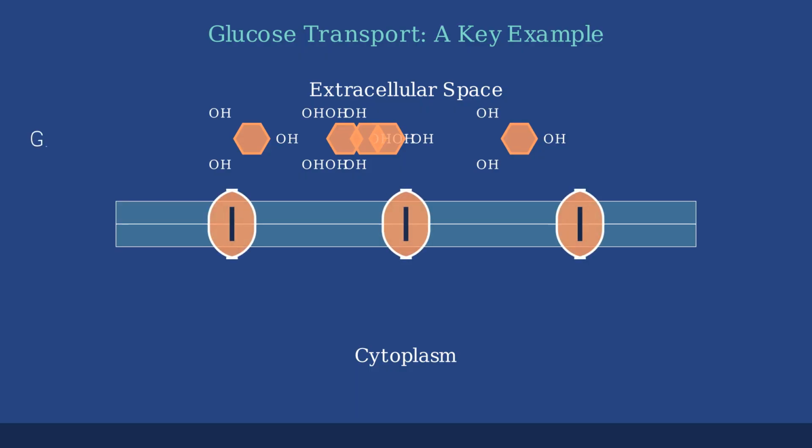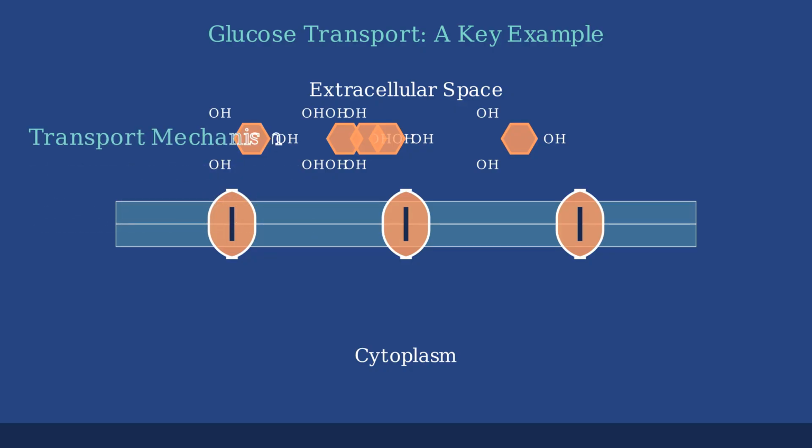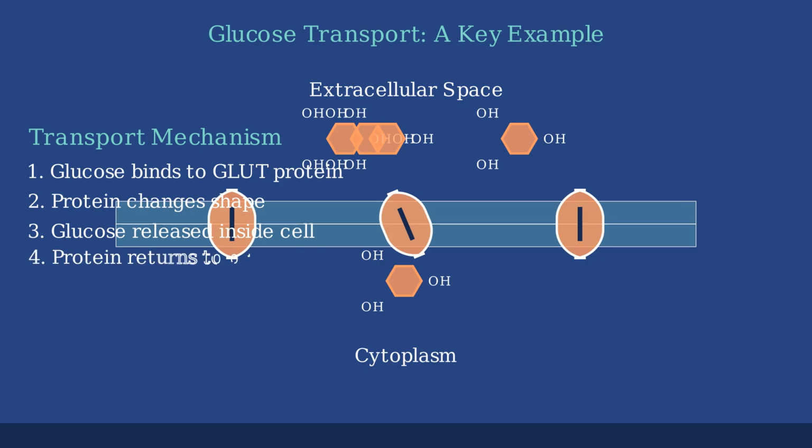This is where GLUT proteins come in. GLUT stands for glucose transporter, a family of specialized transmembrane proteins that create channels specifically for glucose to pass through. The transport mechanism involves a series of steps. First, glucose binds to a specific site on the GLUT protein. This causes the protein to change shape, moving the glucose through the membrane. Finally, glucose is released into the cell, and the protein returns to its original conformation.